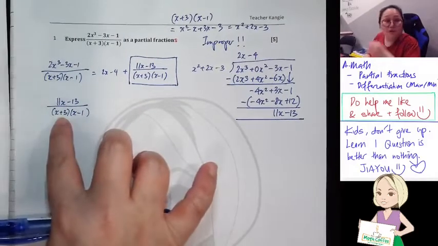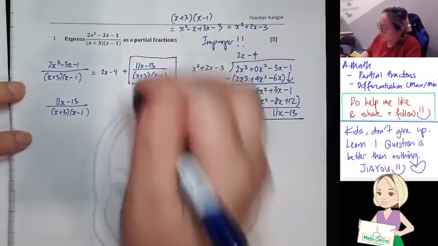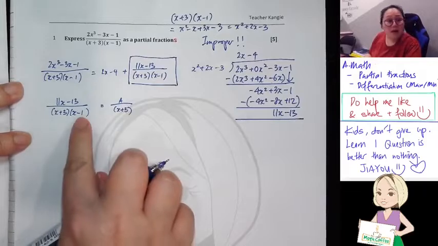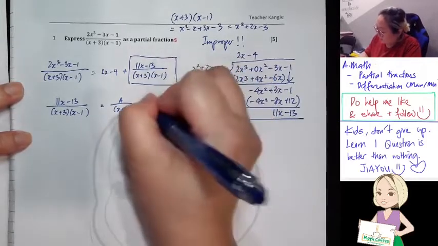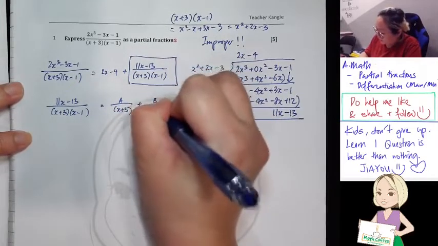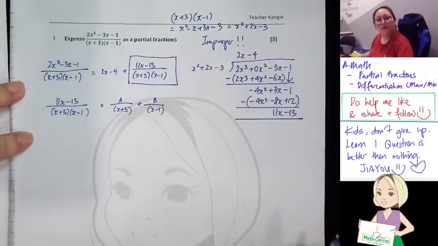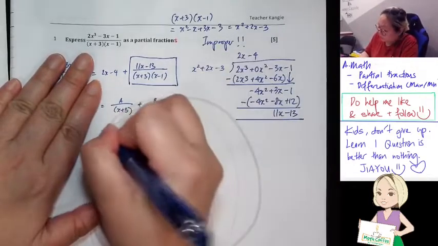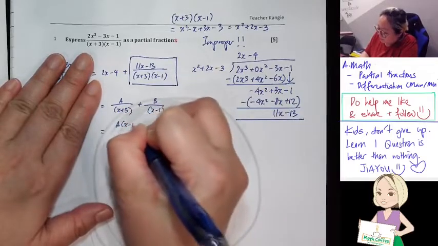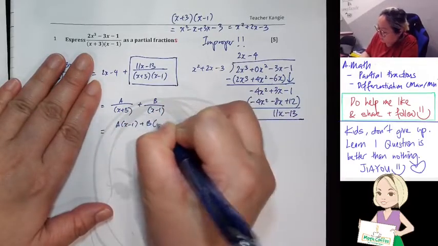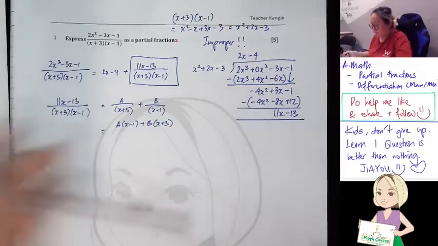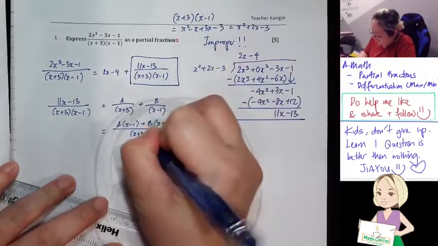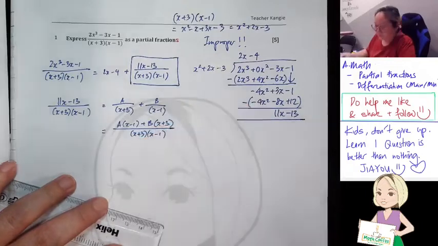So let's take a look at the first bracket. x plus 3 is case 1. So that means this will give birth to A over x plus 3. x minus 1 is also case 1. So it will become plus B over x minus 1. So now you don't bother about this side first. This one, I want to combine into a single fraction. So it means that my A must multiply with x minus 1, B must multiply with x plus 3, over the two brackets, which is x plus 3 and x minus 1.